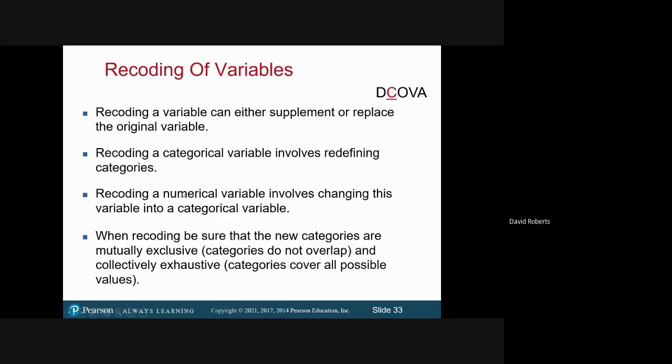All right. Now I'll let you go through and read this. This is just sort of how you record some of the data. It can be a supplement or replace the original value. So that lowercase m can be replaced by a capital M, so they're all consistent, and things along this line.